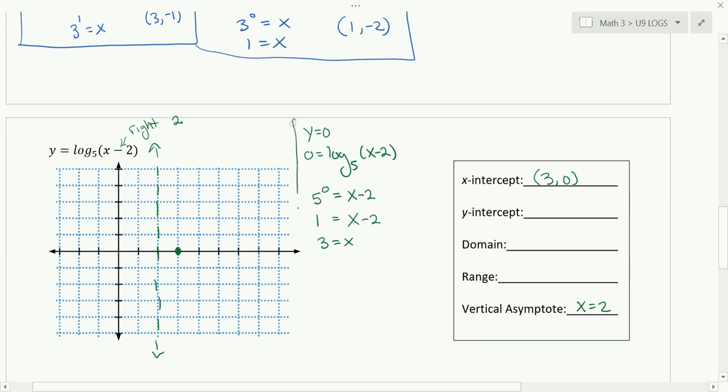Okay. Any questions so far? That's how you want to start these. Any questions on starting?